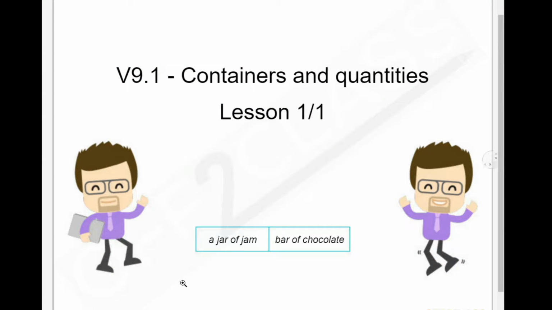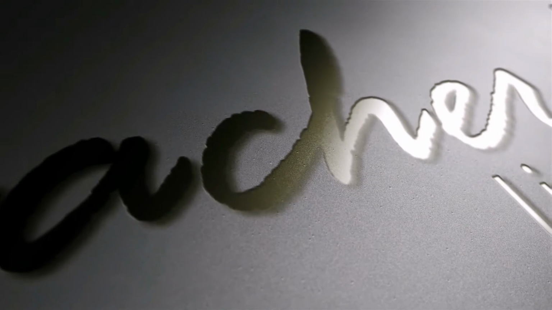Containers and quantities. This is very important because there's lots of common nouns like a bowl of rice or a bag of apples or a carton of milk. And to be able to express a quantity correctly or to express a container correctly, you have to know what these containers are and which containers work for which noun.